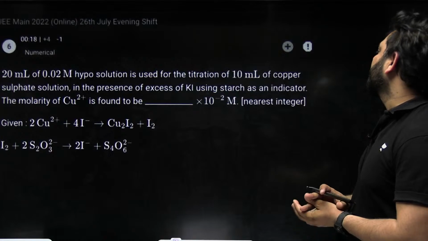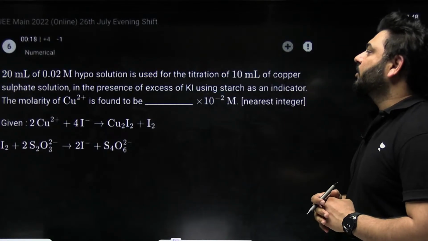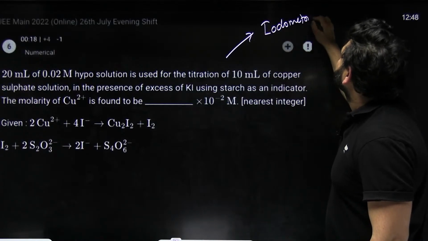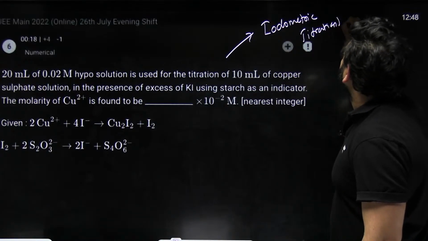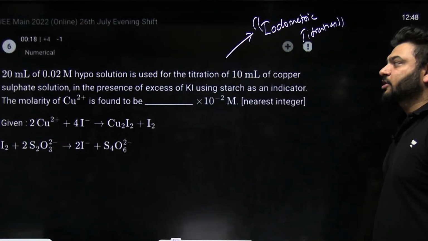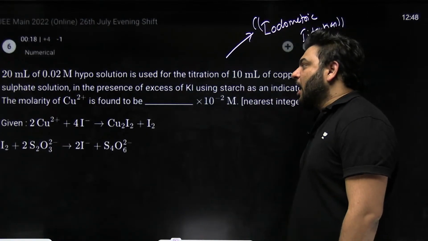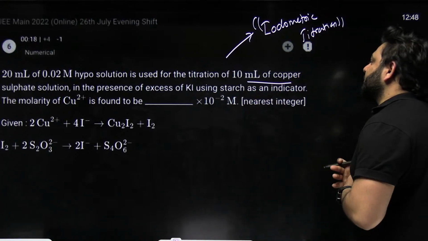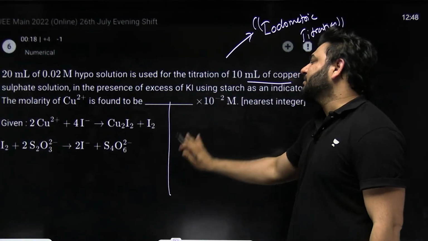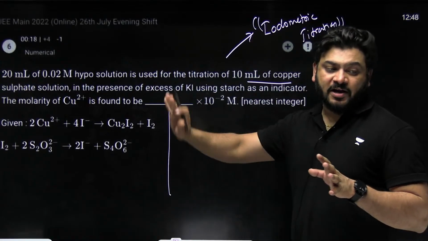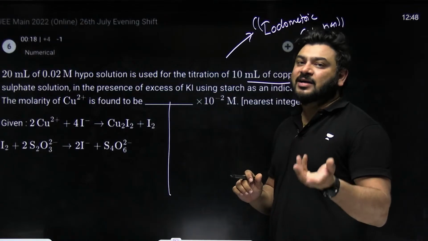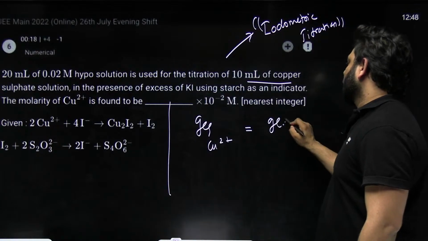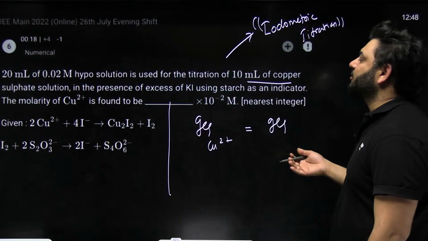I remember exactly when I was teaching you this chapter. So this is called iodometric titration. The question is: 20 milliliter of 0.02 molar hypo solution is used in titration of 10 ml copper sulfate in the presence of excess of KI and starch as an indicator. Find the molarity of copper 2 plus. Guys, I can do it very simply, that whatever the flow of reaction is there, the gram equivalents of each and every component are the same. So gram equivalent of copper 2 plus must be equal to the gram equivalent of the one for which the data has been given, which is hypo.